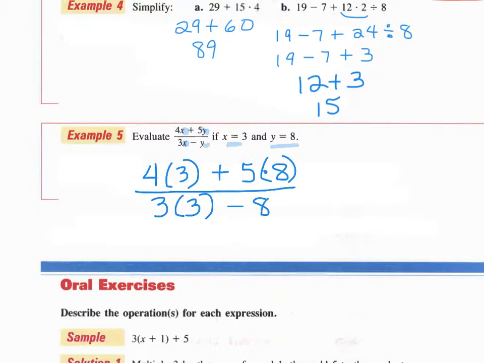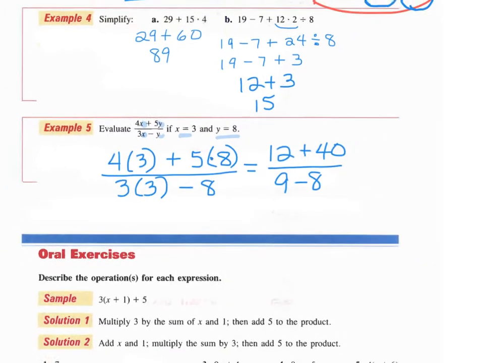So now I've got to begin simplifying. So first thing I'm going to do is simplify each thing separately. So first I could work on the numerator, and then I could work on the denominator. So what do I need to do first in that numerator? 4 times 3. And what do you get? 12. Okay, what else can you do? 5 times 8. And you get? 40. Okay, and then if you want, you could show the multiplication on the bottom also.